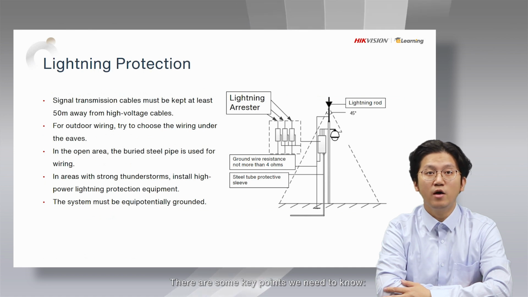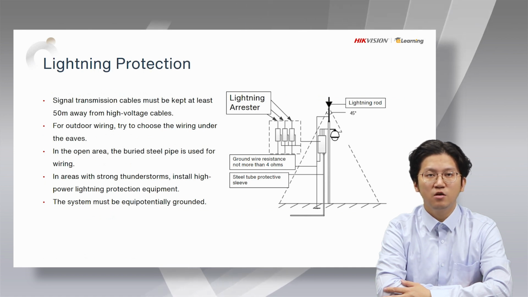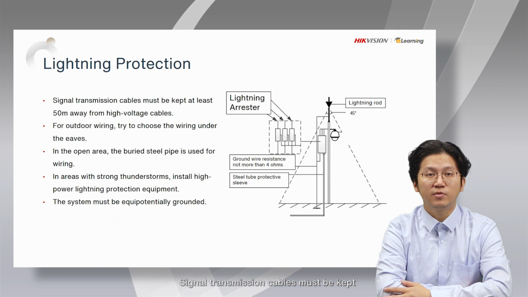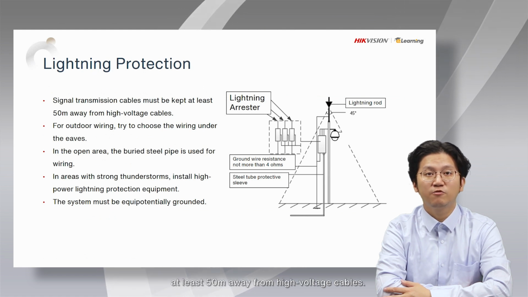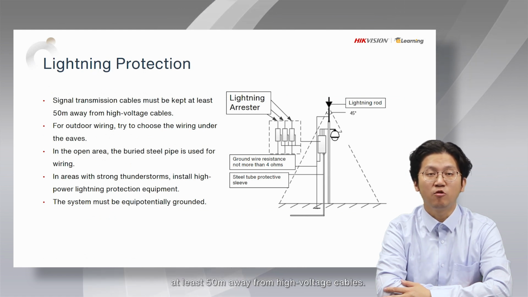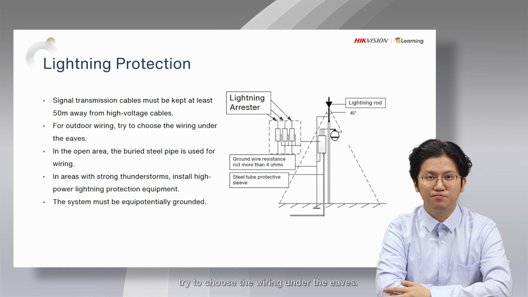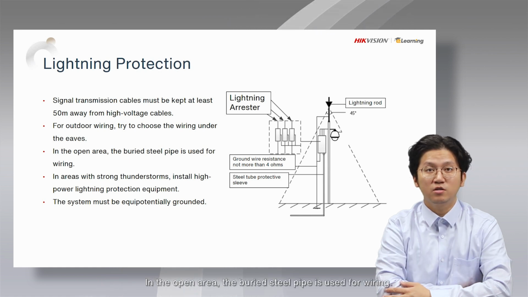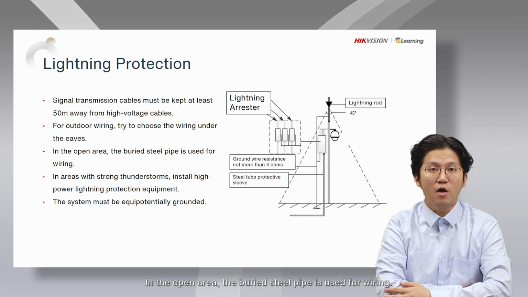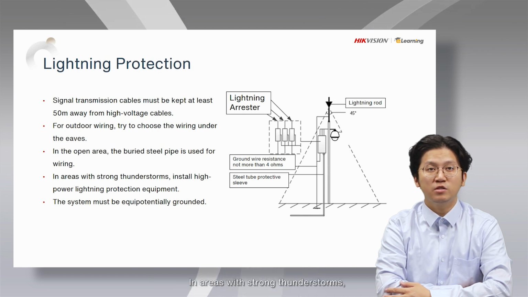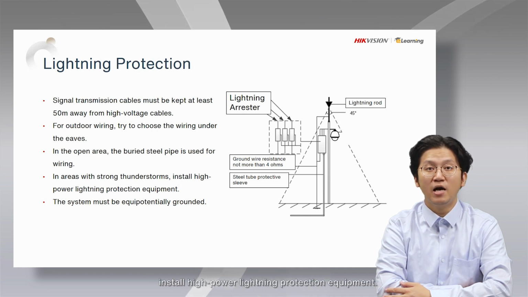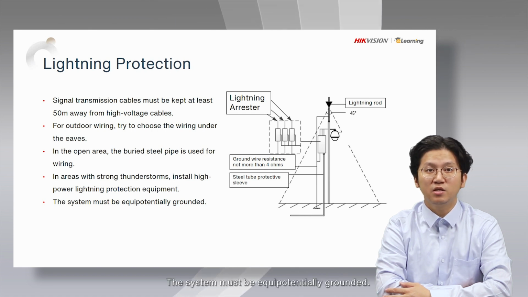Talking about protection, lightning protection is the thing that we should never ignore. There are some key points we should know. First, the signal transmission cables must be kept at least 50 meters away from high voltage cables. For outdoor wiring, try to choose the wiring under the eaves. In the open area, the buried steel pipe is used for wiring. In areas with strong thunderstorms, install high-power lightning protection equipment, and the system must be equipped with potential grounding.